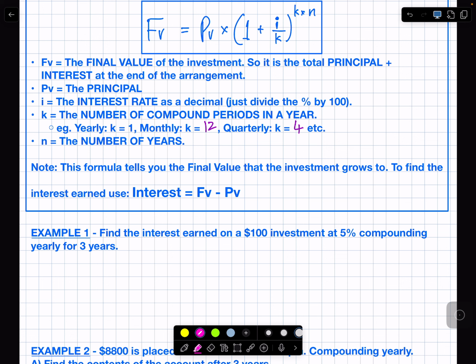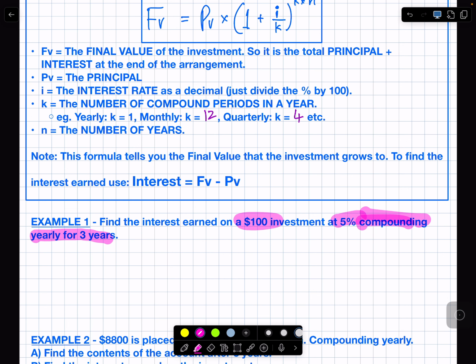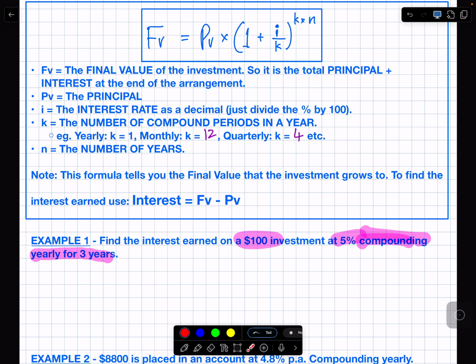Let's do an example. Find the interest earned on a $100 investment, 5% compounding yearly for 3 years. All of those highlighted things are important because number one, compounding tells me I'm using the compound interest formula. Compounding yearly tells me that K is going to be 1. 3 years tells me that N is going to be 3. And 100 tells me that PV is going to be 100. So plug that into the formula. FV is equal to 100 times brackets 1 plus, what's 5% as a decimal?